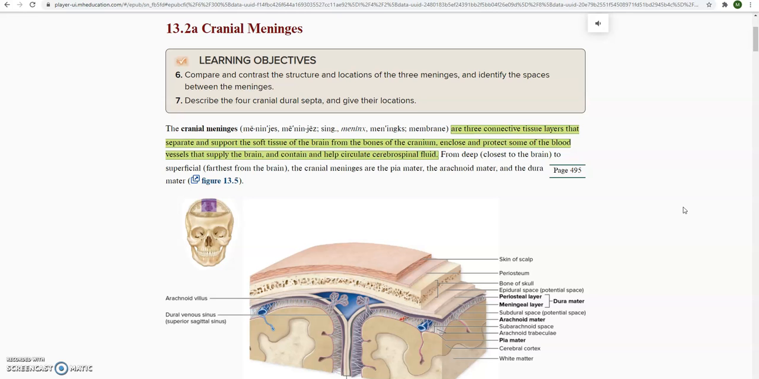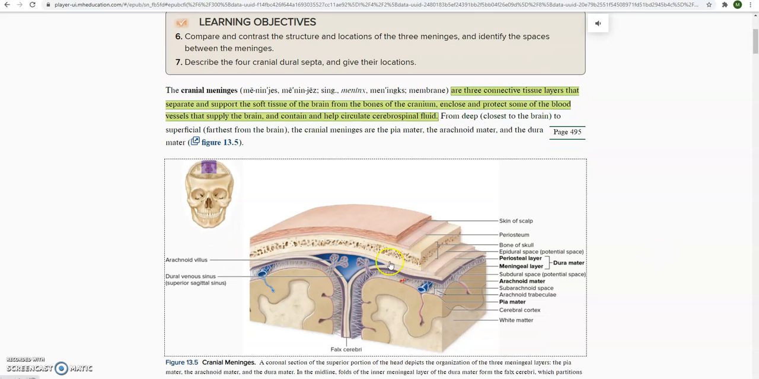We'll look at our picture down here. This is our skull bone, and the meninges start right below that. So the meninges separate and protect the brain tissue from the hardness of the skull bones. You'll also notice there are blood vessels. I have a couple of them represented here. Blood vessels also run through the meninges, so they're protected by the meninges as well.